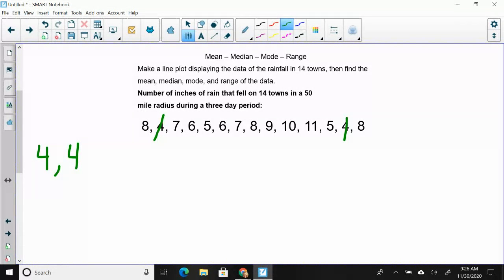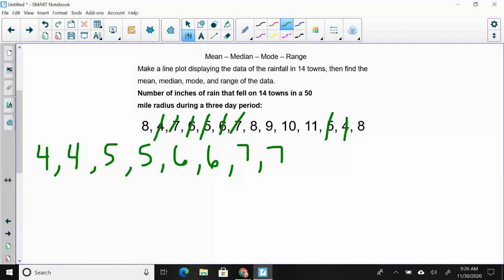I see a 5 and another 5. And I see a 6 and another 6, and a 7 and another 7. And it looks like I have 3 8s. There's 1, there's another 1, and there's another 1. And then I have a 9, 10, and 11. So 9, 10, and 11.